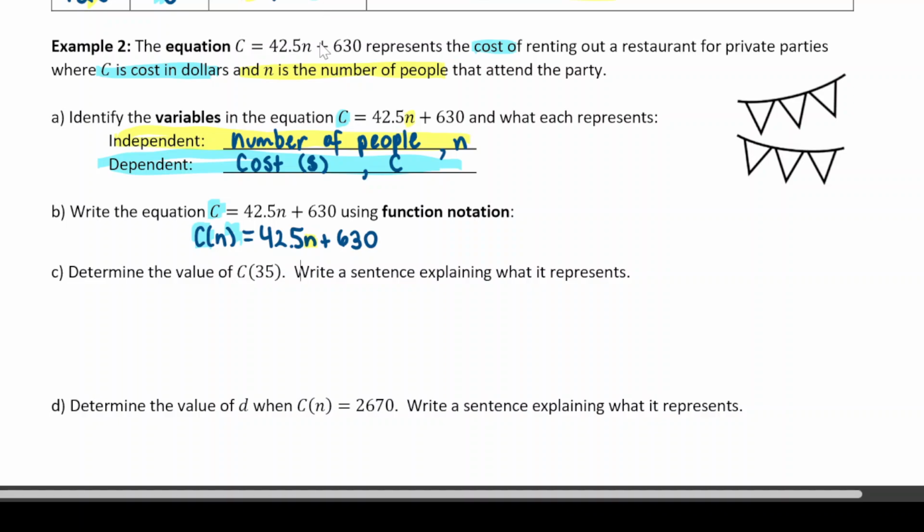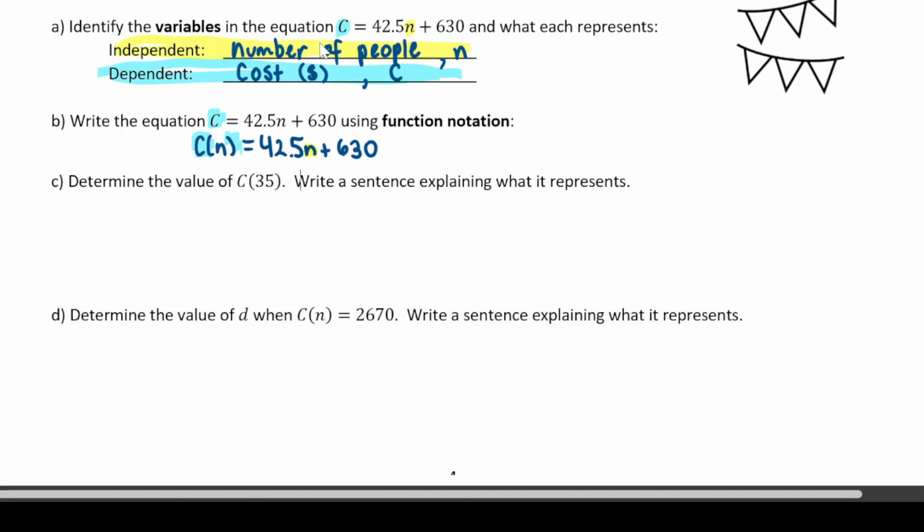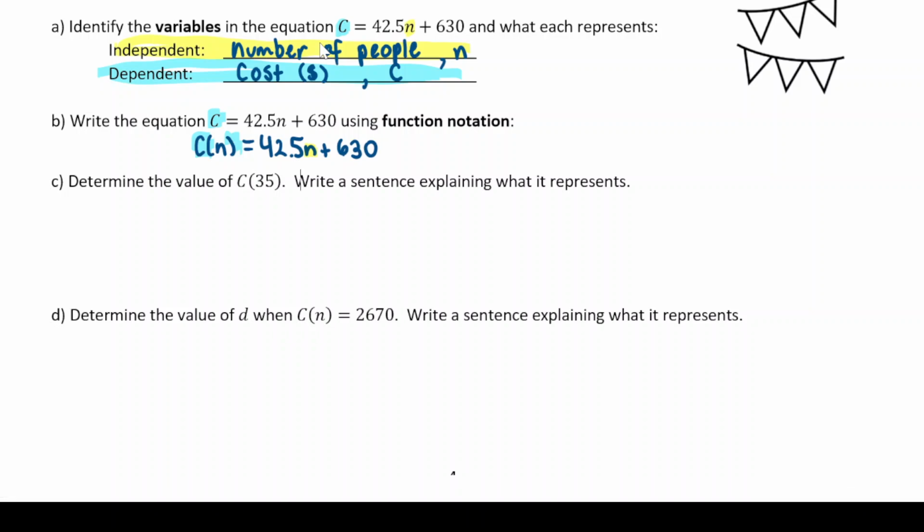So let's answer some questions here now that use function notation. So here it says determine the value of C of 35. Okay, so C is the cost. I don't know that, but I'm inputting 35. So this is the first time we're using one of these equations. So I'm just going to rewrite the equation here so we can look at it a little bit closer. So I'm just rewriting it.